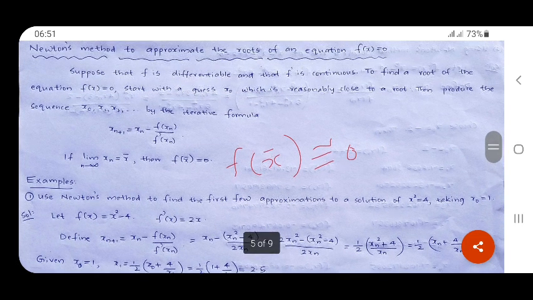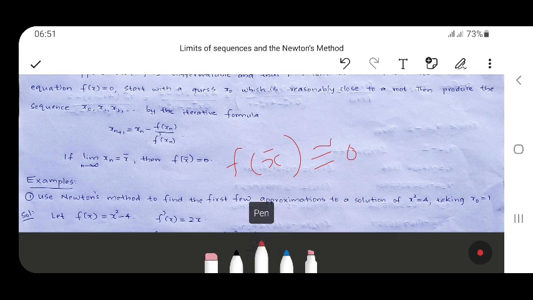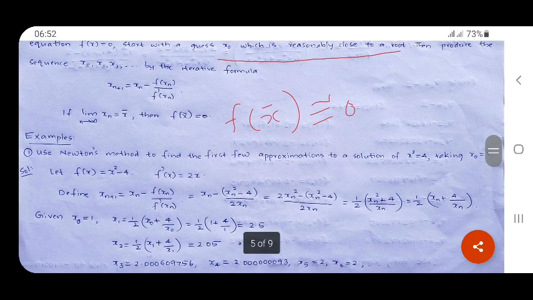So what we do is, given a differentiable function which has a continuous derivative, we use the iterative formula xn plus 1 is equal to xn minus f of xn divided by f dash of xn. We construct a sequence by guessing an x naught which is reasonably close to a root. Note that the point x naught must be reasonably close to a root. That is one of the important points to be remembered. Otherwise, we will see what happens.